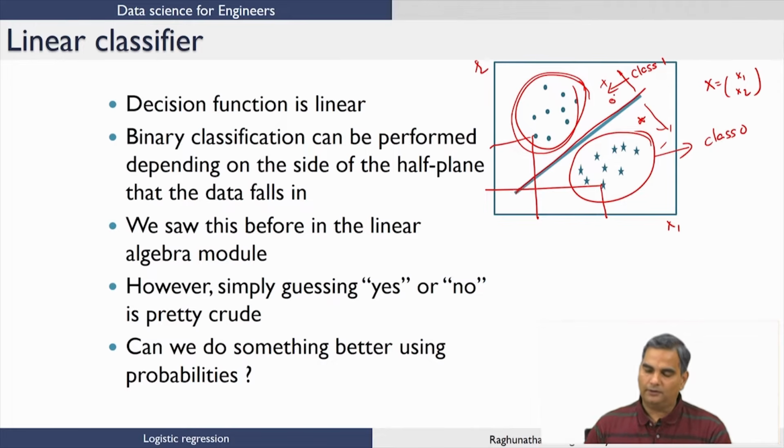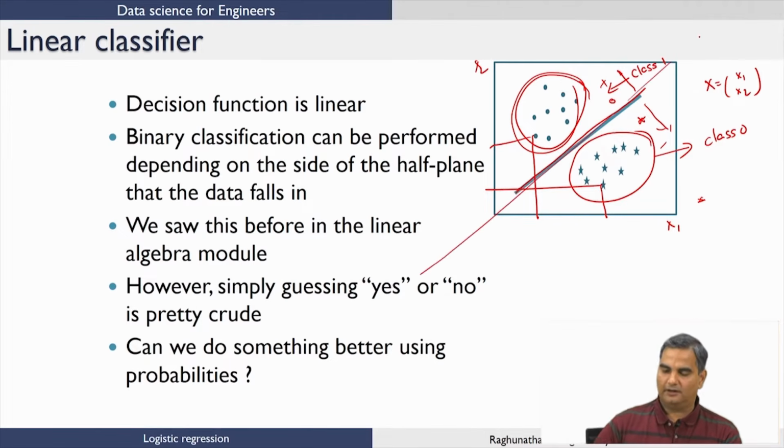However, notice that any data point, whether it falls here or it falls here, we are going to say class 0, but intuitively you know that if this is really a true separation of these classes, then this is for sure going to belong to class 0, but as I go closer and closer to this line, there is this uncertainty about whether it belongs to this class or this class, because data is inherently noisy.